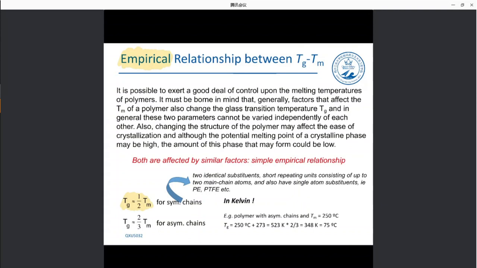So the empirical relationship is that the glass transition is half of the melting point for symmetric chains, okay? So what are symmetric chains? Symmetric macromolecular chains have short repeating units consisting of up to 2 main chain atoms. This can be polyethylene, or PTFE, polytetrafluoroethylene. So PTFE is like that, okay? You remember that. So this is a symmetric chain.